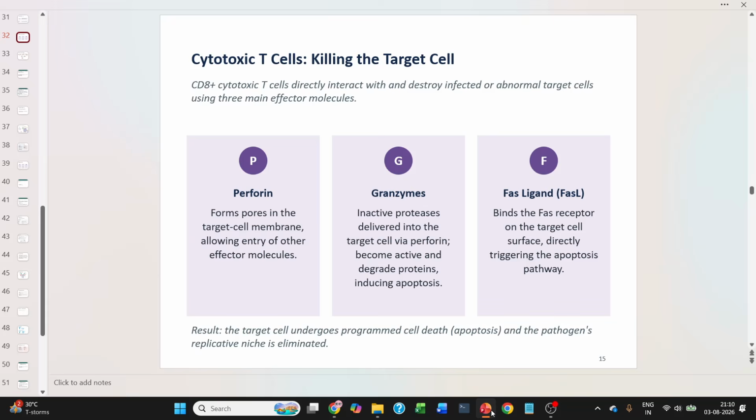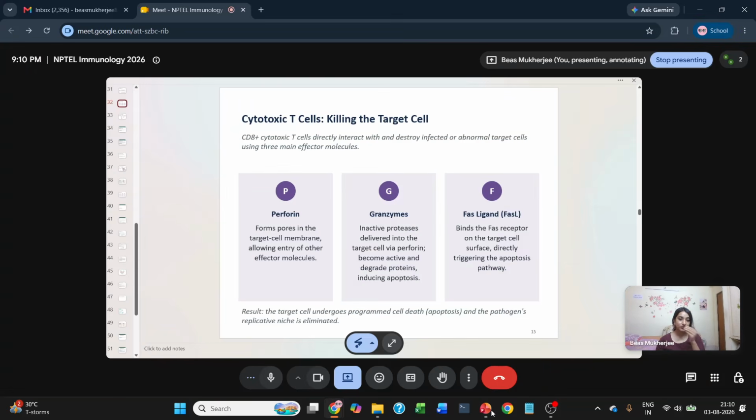Okay. Now we go to the cytotoxic T lymphocyte. So this cytotoxic T lymphocyte has CD8 co-receptor, and it directly interacts with your virus infected cell or tumor cell, and it kills it. Okay, so using three main effector molecules. The first one is called perforin. Perforin is a pore former. So this molecule goes and forms pores in the target cell membrane, allowing entry of other effector molecules.